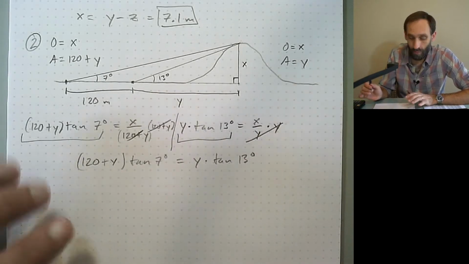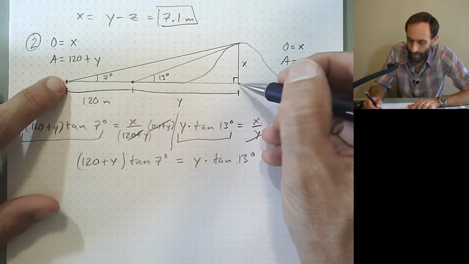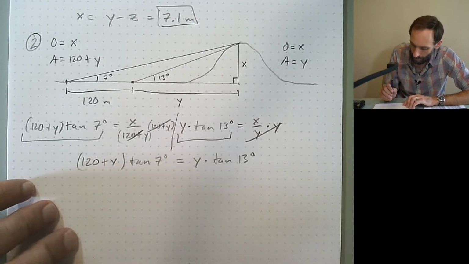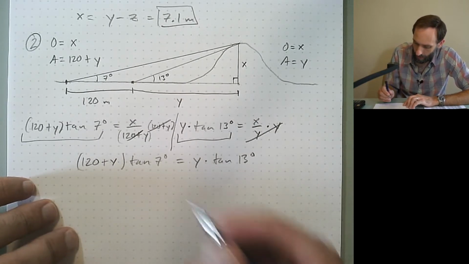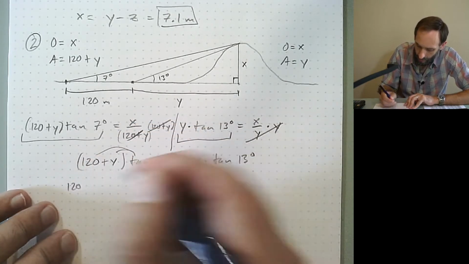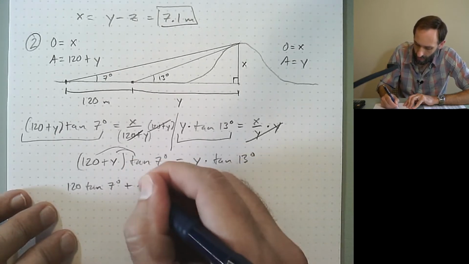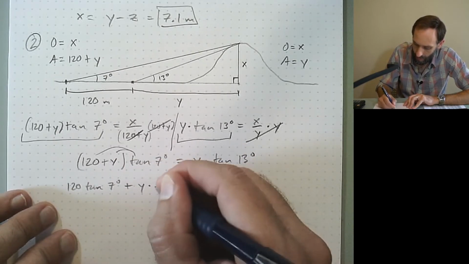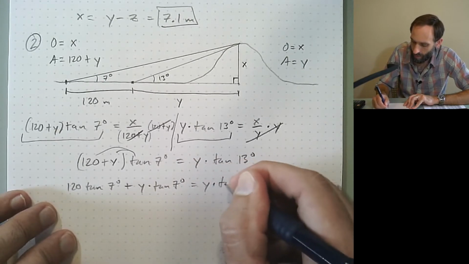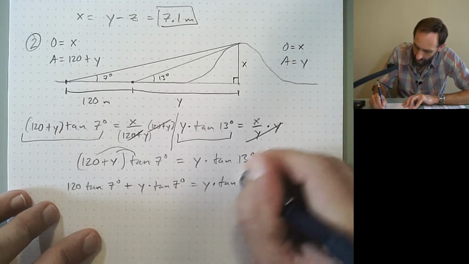Okay, now we're getting somewhere. If I can get y by itself, I can actually find this length, and then I'll have this side, and then I can find the height. So now let's go ahead and distribute this. So I'm going to have 120 tangent 7 degrees plus y times the tangent of 7 degrees is equal to y times the tangent of 13 degrees on that side.